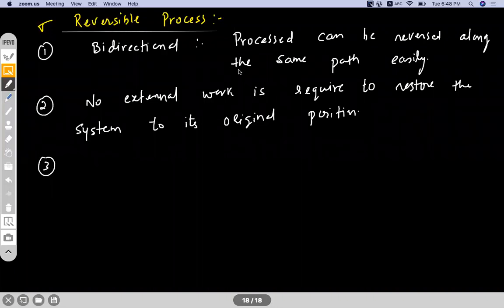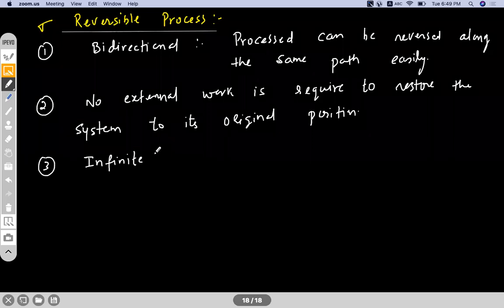So bidirectional, no external work is required. There are infinite number of steps. For example, I have taken 4 stones, but actually in a reversible process, like I said, it is extremely slow.